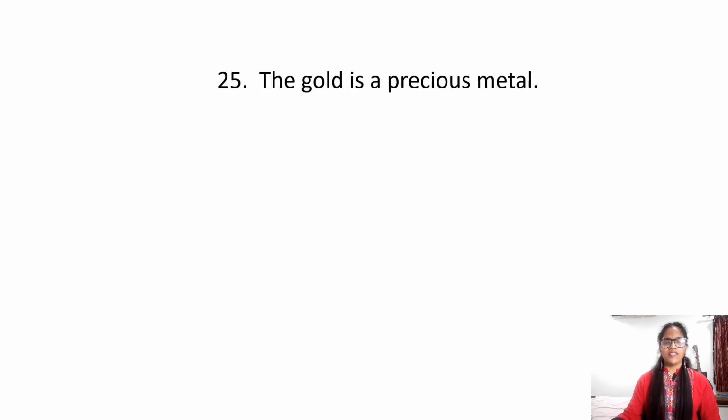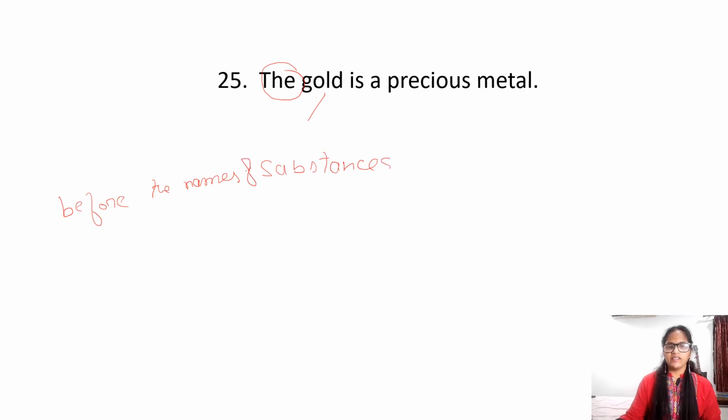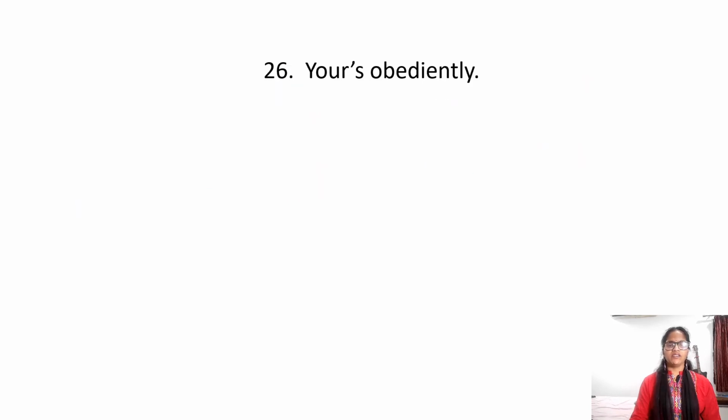Moving to the next one. The gold is a precious metal. Gold is a substance. Before the names of substances, in a general sense, we should not use any article. Use of the before gold is an error. So here it has to be gold is a precious metal. Hope you understood. Now moving to the next question.